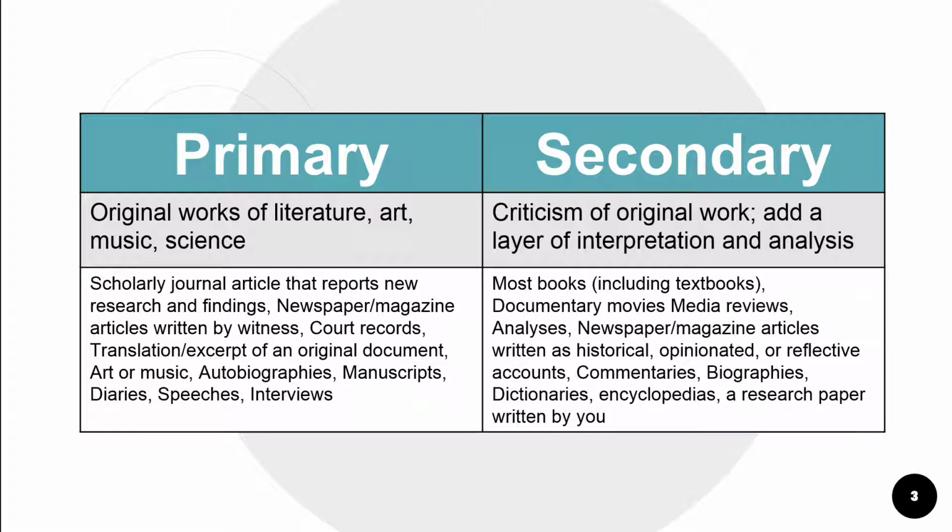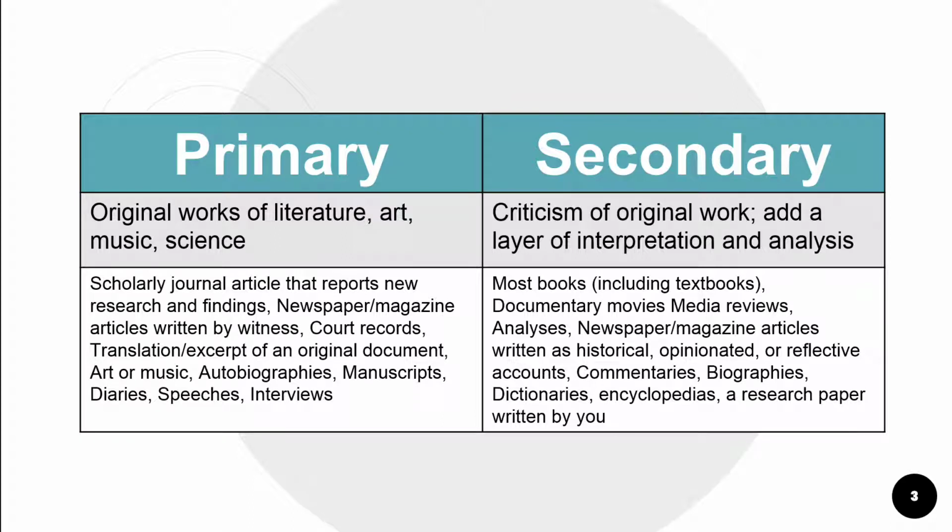However, it is better to critique an original information source yourself, so a primary source, if you plan on using it in your work. Examples of secondary sources are most books, including textbooks, documentary movie media reviews, analyses, newspaper or magazine articles written as historical, opinionated, or reflective accounts, commentaries, biographies, dictionaries, encyclopedias, and a research paper written by you.